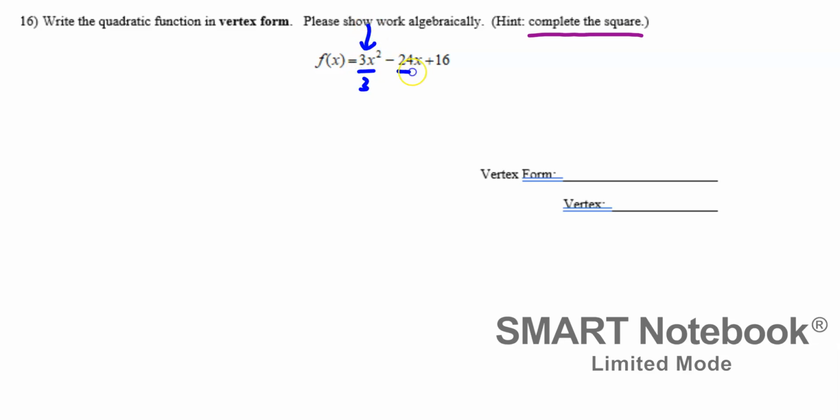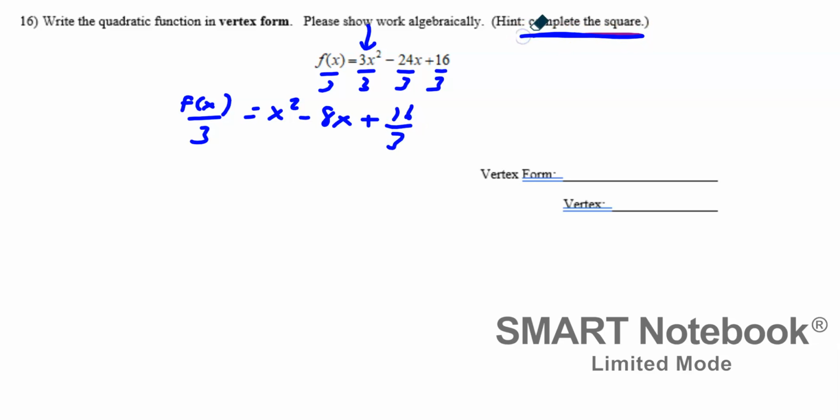So we are going to divide every single one of these terms, including the y, by 3. So we'd have f of x over 3 equals x squared minus 8x plus 16/3. And our goal is to eventually complete the square, so we need the x squared and the minus 8x by itself. So we need to move the 16/3 to the other side. So we have f of x over 3 minus 16/3 equals x squared minus 8x plus something.